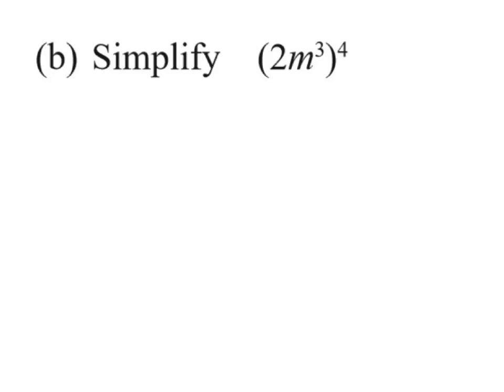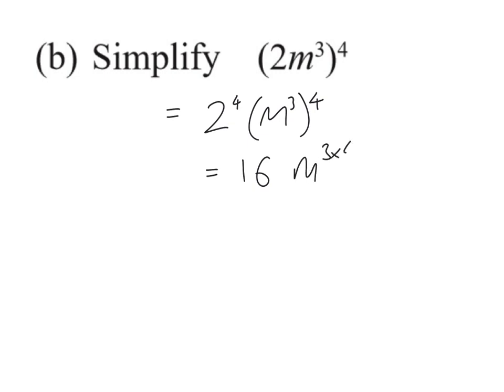Okay, for part B, there are 2 marks available. The perfect solution requires you to take both of the factors and raise them to the power 4. That includes the 2. So you need to calculate 2 to the power 4, which is 16, and then multiply the powers of m to get 16 m to the power 12. That scores both marks.